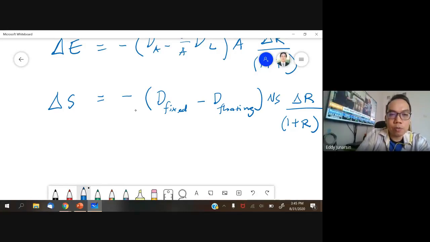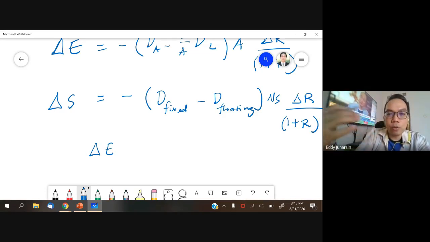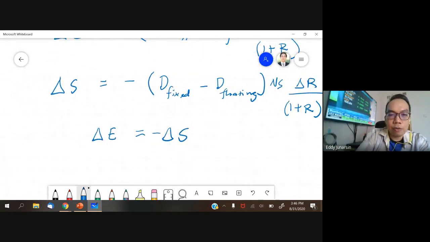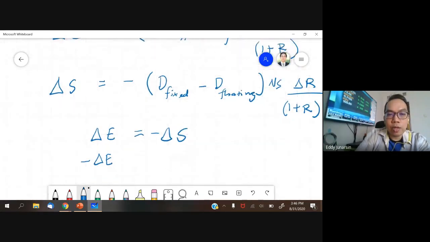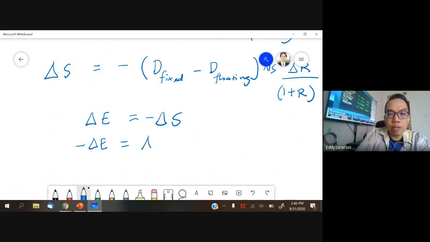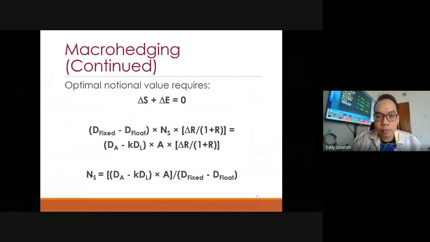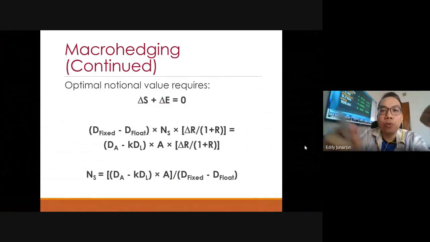So if something happens to the equity, the value of equity, then we try to get compensation from the increasing value of the swap contract, and vice versa. So it should look like this. Or you can reverse it if we want. So decreasing equity value should be compensated with an increasing value of the swap contract. Okay, so let's put it into the formula here.